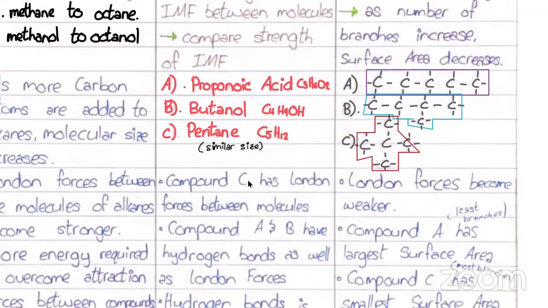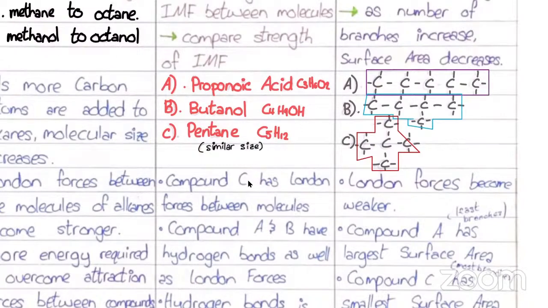So that's why we're comparing propanoic acid to butanol to pentane, because these three different functional groups are similar molecular size. So that's the reason why we're not comparing propanoic acid and propanol and propane in this specific case. So in those cases where you're changing functional group and you're changing amount of carbons, we would go for the changing functional group.